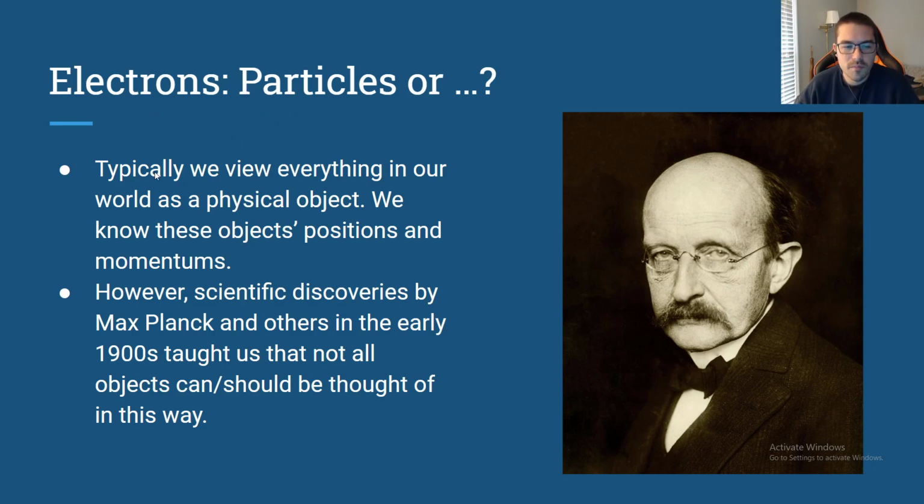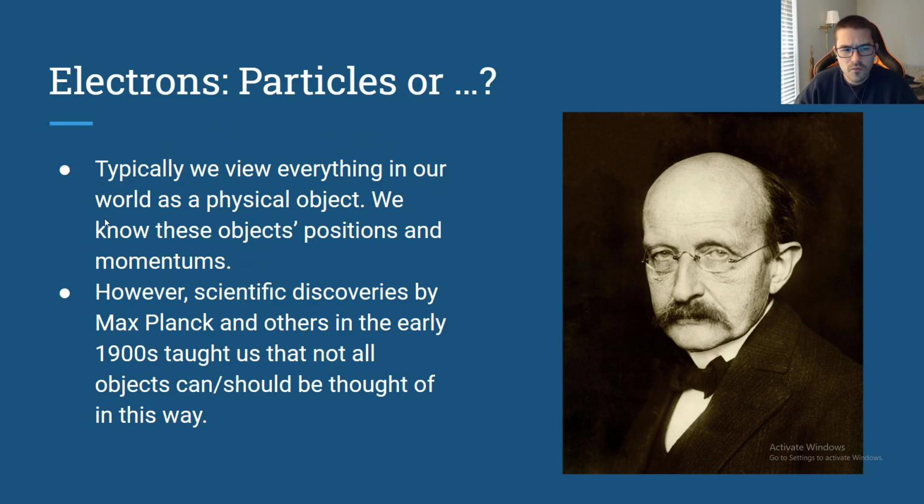So, typically, we, and by we I mean humans, not scientists or chemists, but just humans in general, tend to view everything in our world as a physical object. Think of a football or a basketball. If you throw a football or a basketball, we know where the object is, its position and its momentum. Momentum just means its direction, where it's moving, how fast it's moving, that sort of thing.